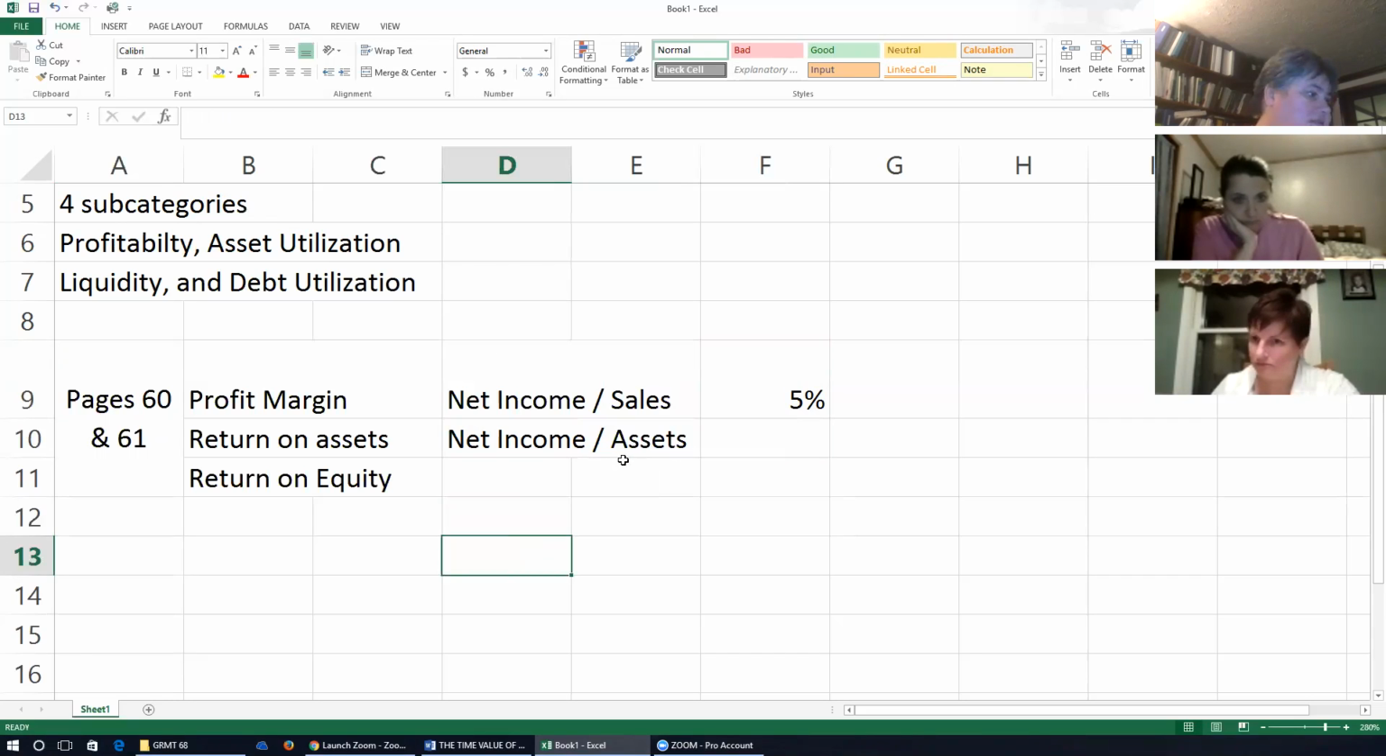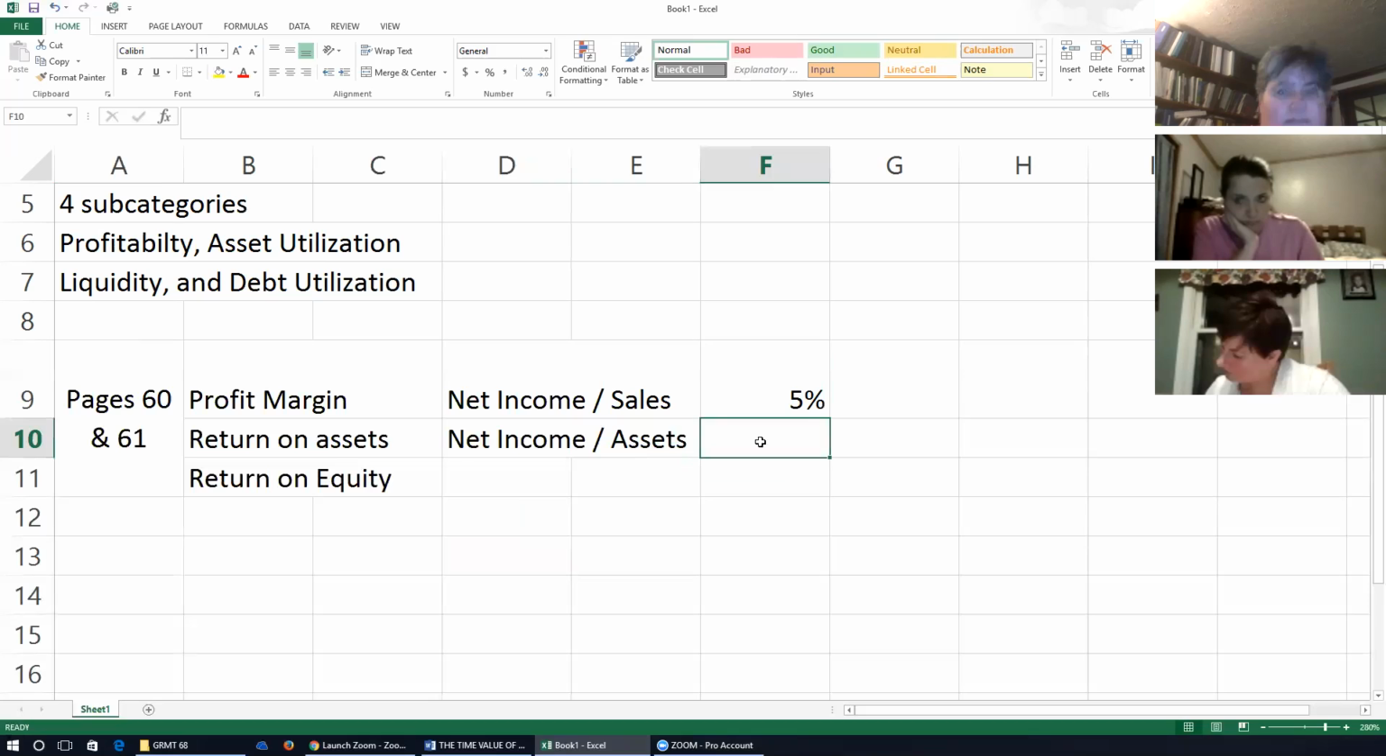And the total assets are found on the balance sheet, and they are listed as $1.6 million. And still the same profit or net income on top. So that's 12.5%.